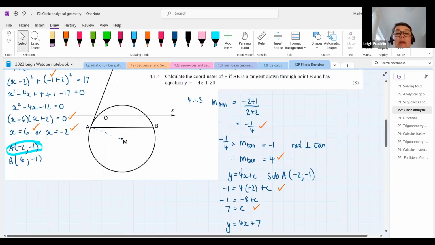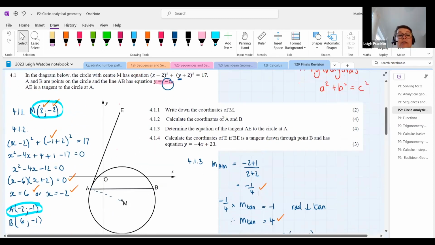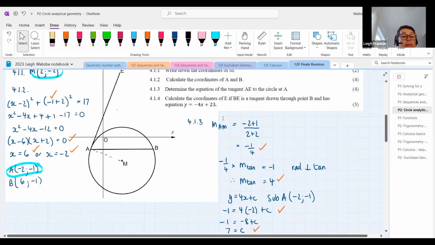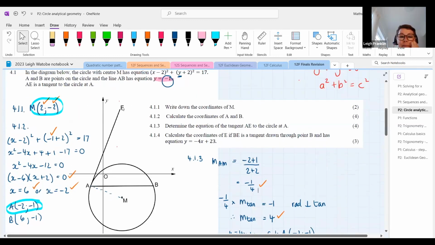Okay. Let's have a look at the last question. So, Ntlantla, you're just going to have to hang tight here. I'm going to get everybody to try this question again on their own. 4.1.4, calculate the coordinates of E. So now E is this point all the way up here.